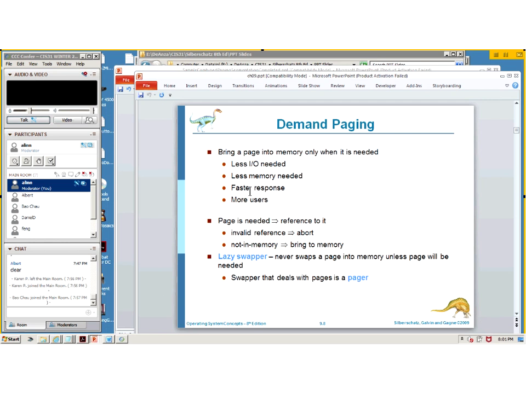Less I/O needed, less memory, faster response if you have more users. That's what would happen. A page is needed, there's a reference to it. Invalid bit reference, we talked about that. You abort that. It's not in memory, bring it into memory. The swapper never swaps a page into memory unless the page will be needed. That's called the lazy swapper. A swapper that deals with pages is a pager.